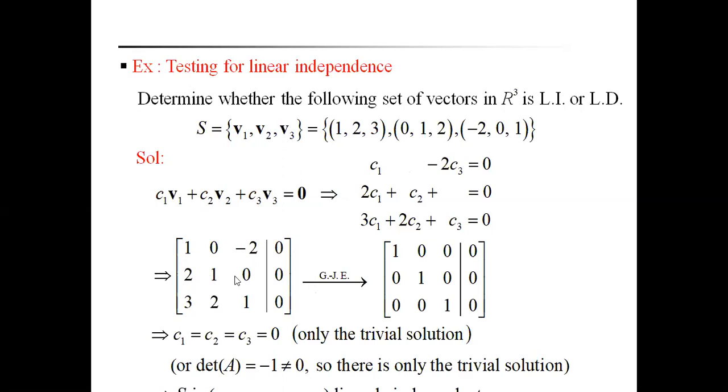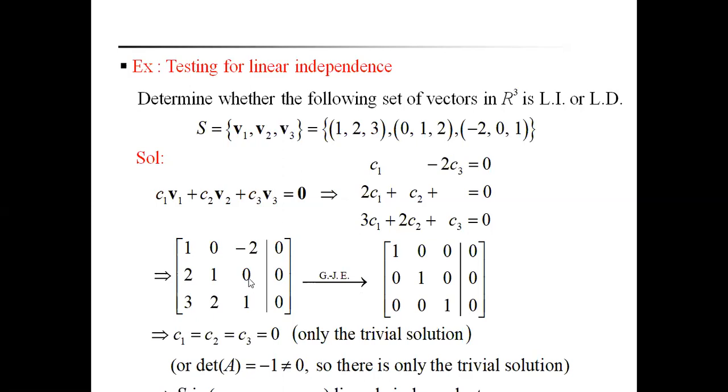By reducing it into echelon form, using the elementary row operations, first consider the first row first element, and reduce the second row first element and third row first element to 0. That's why we take the row operations R2 → R2 minus 2R1 and R3 → R3 minus 3R1, and then it can be reduced like this.